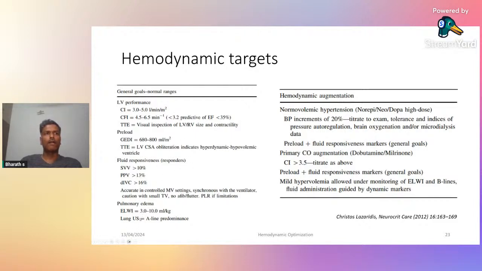And for looking at pulmonary edema, you can always use ultrasound to look at the A lines. So these are the targets which you have at bedside. Trying to maintain them would be ideal.